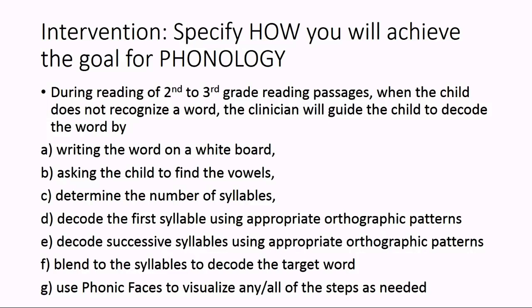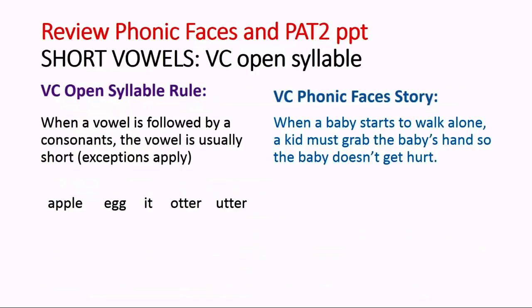Like I said, if a single vowel is between two consonants, then it's going to be a short vowel, but under other circumstances, it's going to be a long vowel. Decode successive syllables using appropriate orthographic patterns, and then blend the syllables to decode the target word. And then finally, use phonic faces to visualize any or all of the steps as needed. This is just an example. Go back to the phonic faces in Part 2 PowerPoint, where I showed you each one of these patterns.